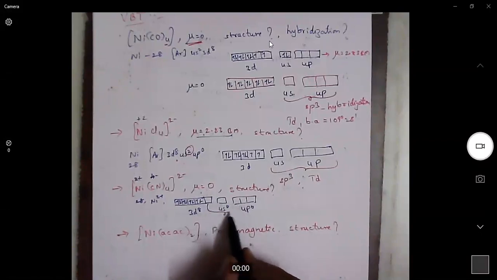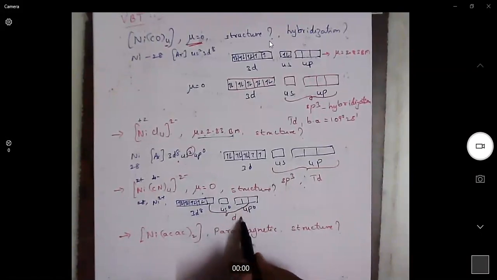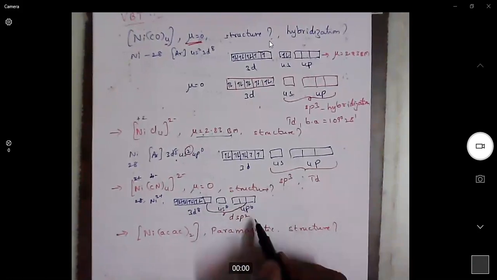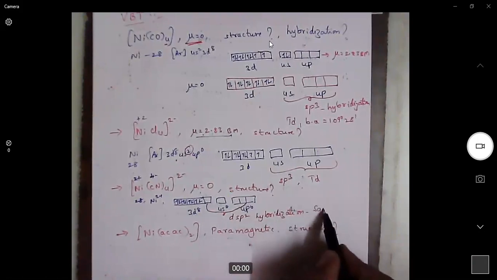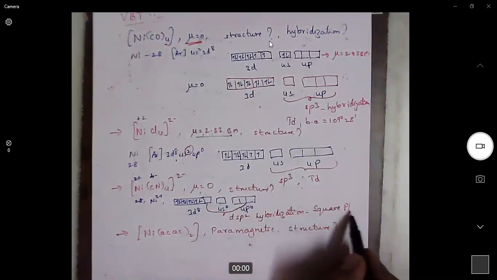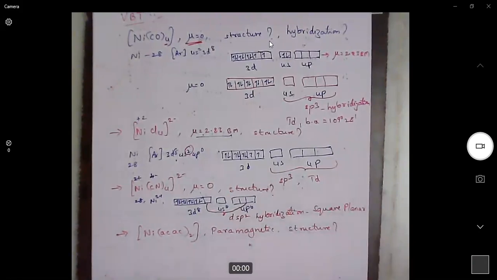So it will give dsp2 hybridization. dsp2 hybridization will give square planar geometry. So this is how we need to analyze each and every problem. Now look at the next problem.